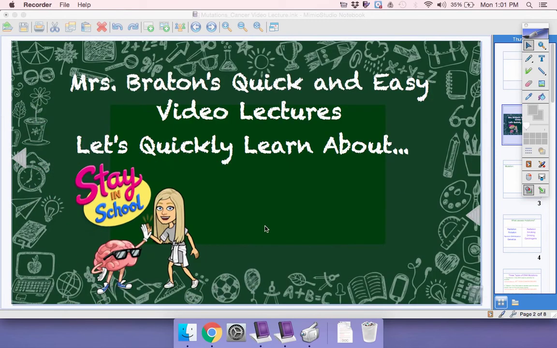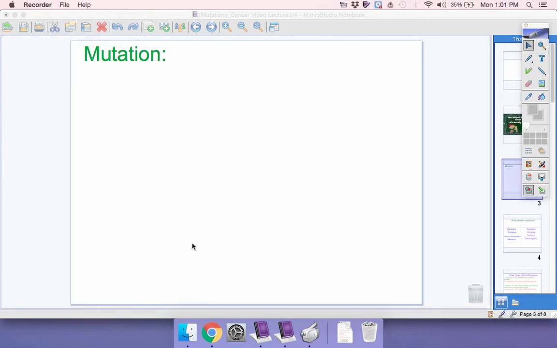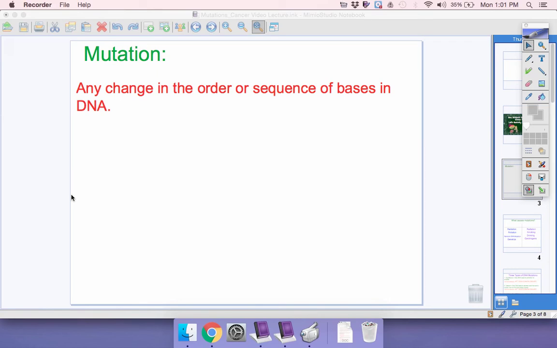Here we go. Today we're going to quickly learn about mutations. So we'll start with what is a mutation. A mutation is any change in the order or sequence of bases in DNA.